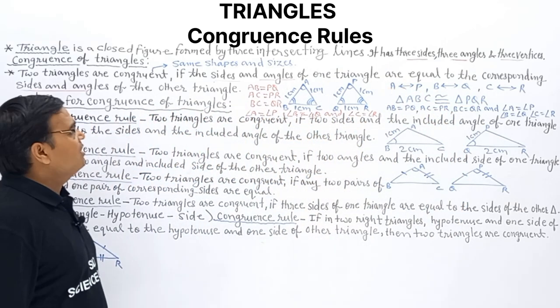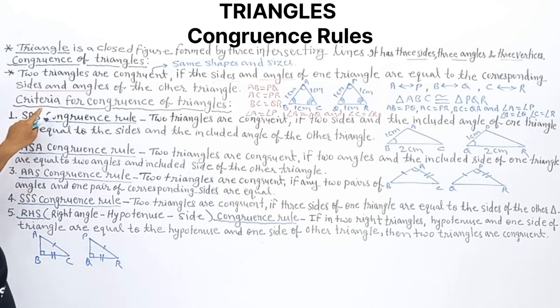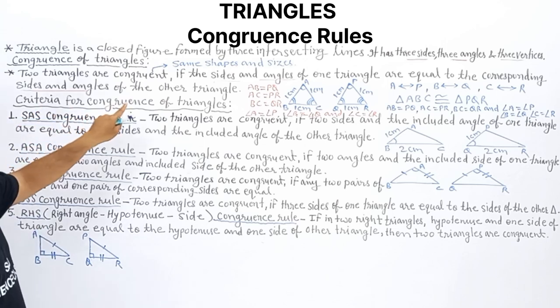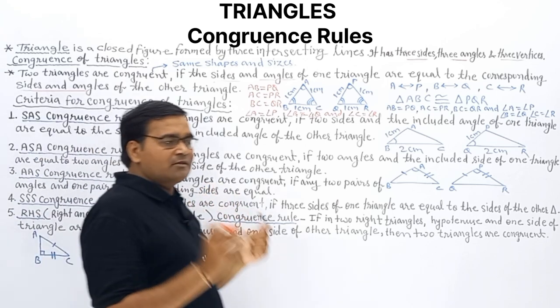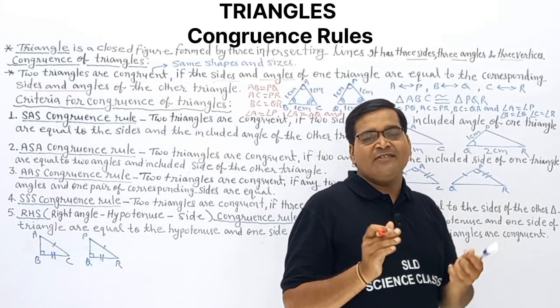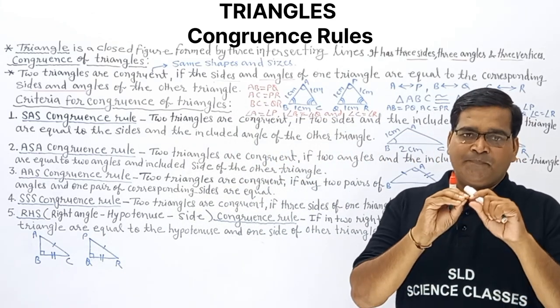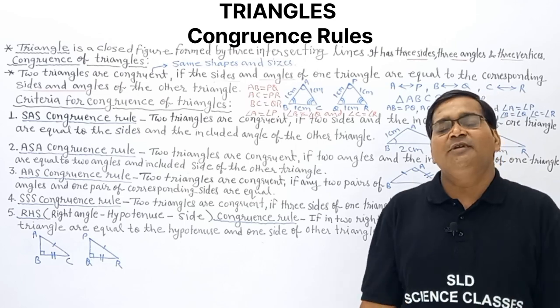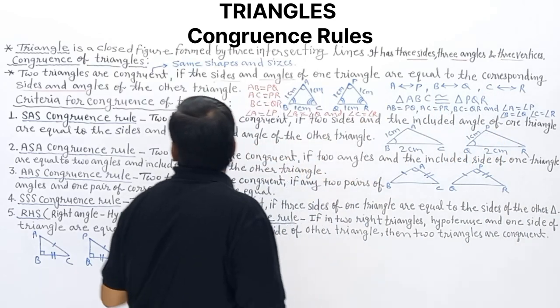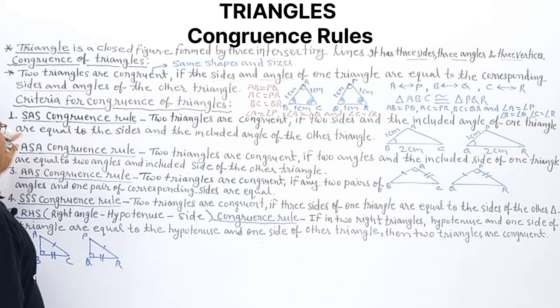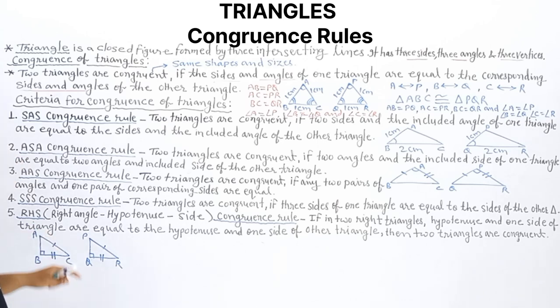Clear? Now next one, criteria for congruence of triangles. We studied congruence of triangles. We understood the meaning of congruent and congruence of triangles. But we have five congruence rules. So we can say the criteria for congruence of triangles are five.